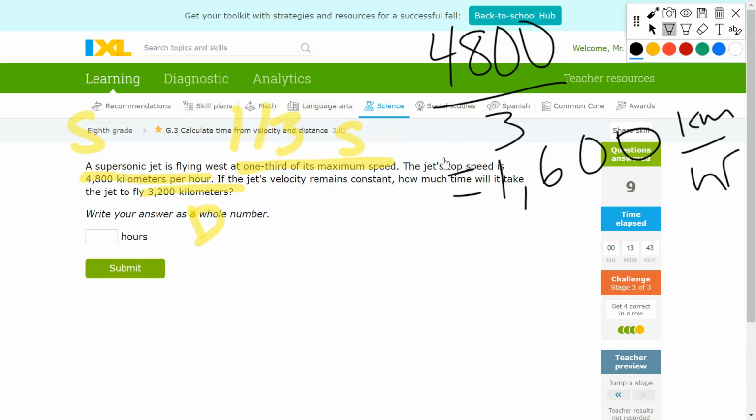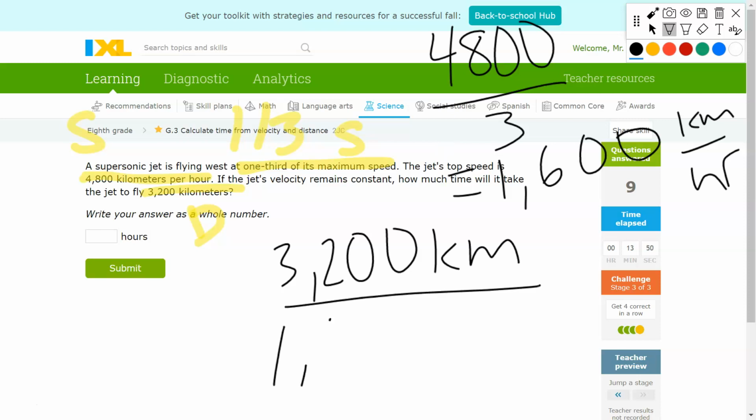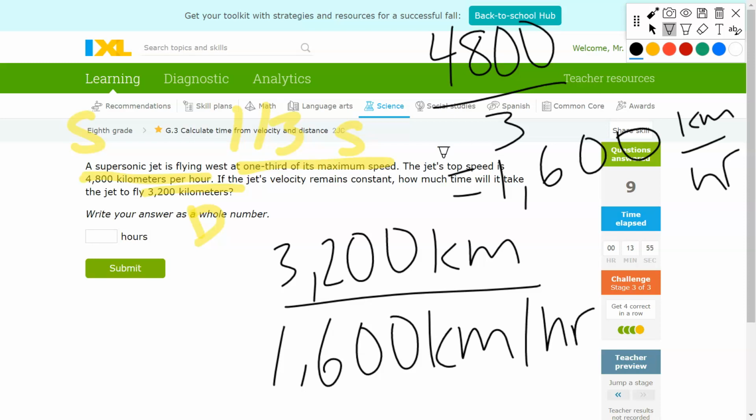So you're going to have to do 3,200 kilometers divided by 1,600 kilometers per hour, and that should be your answer.